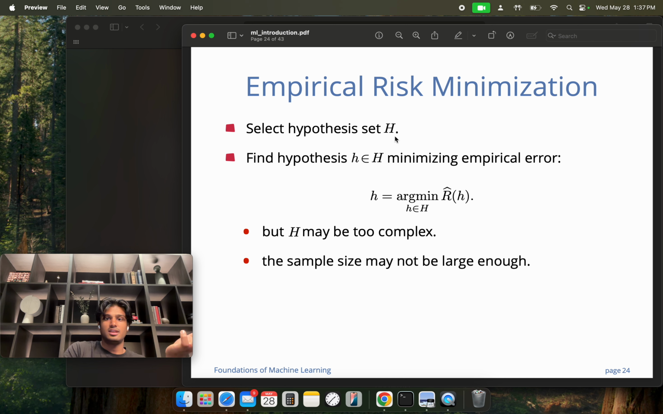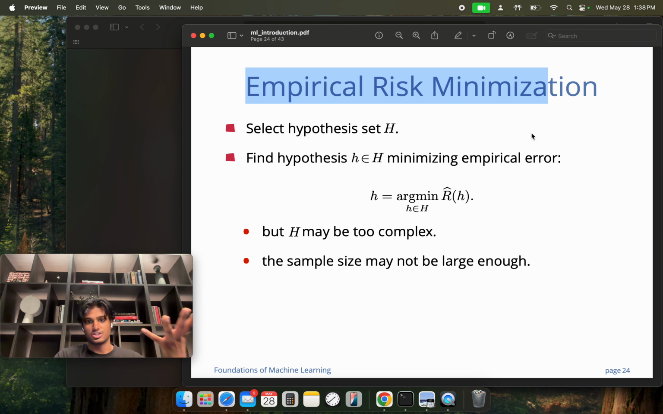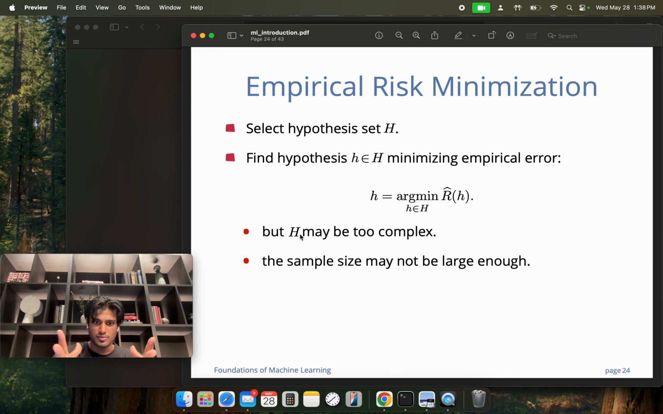So if we select the capital H set, we find the hypothesis that minimizes the empirical error. That's the only thing that we can actually calculate, the empirical error given the samples. We try to find the hypothesis which gives the best empirical risk, and that is empirical risk minimization. But H may be too complex and the sample size may not be large enough. So empirical risk minimization is a hard thing to do.